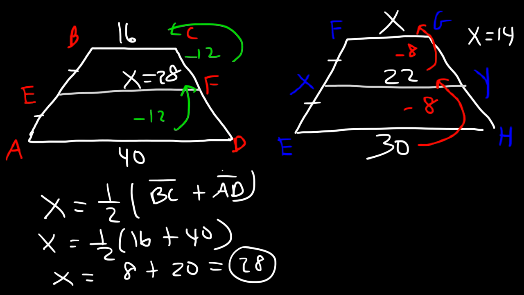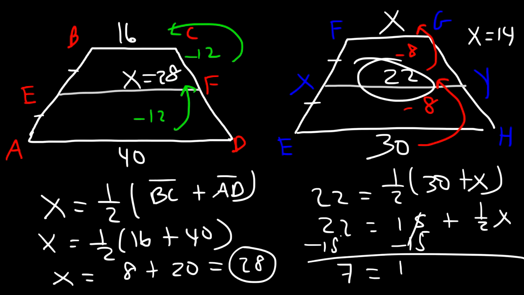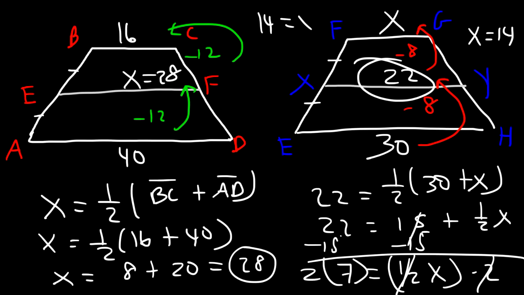Now you can use a formula to get the same answer. The mid-segment, 22, we could say is the average of 30 and X. So 1/2 of 30 is 15, and then half of X we can write as half X. Now we need to subtract 15 from both sides. So 22 minus 15 is 7. So 7 is equal to 1/2 X. To get rid of the fraction, we can multiply both sides by 2. So 1/2 times 2 is 1. And so X is 2 times 7, which gives us 14.